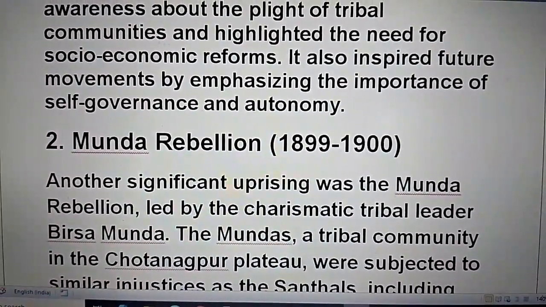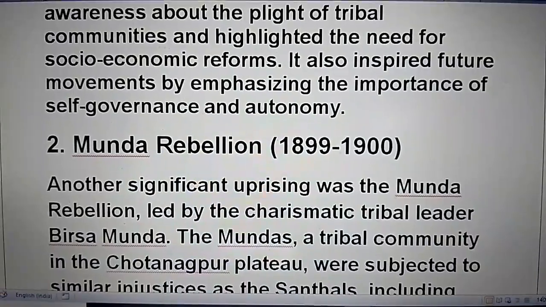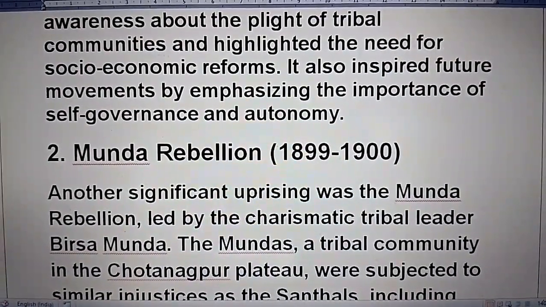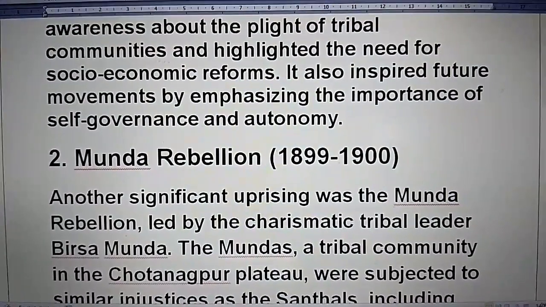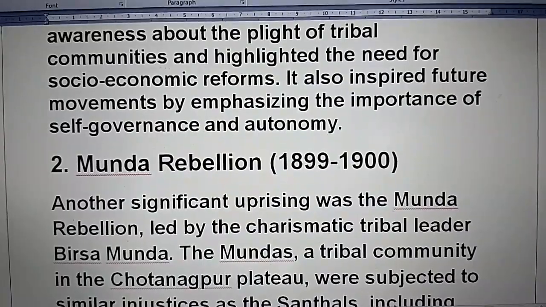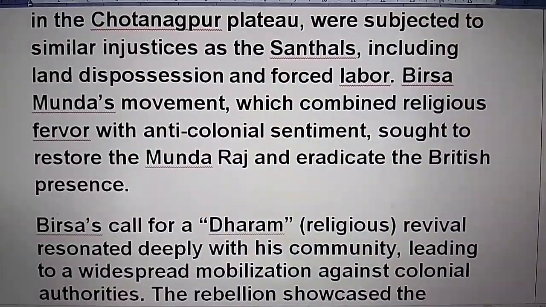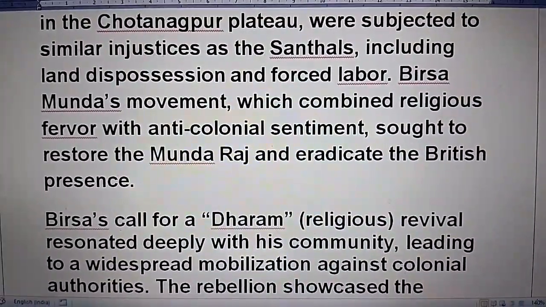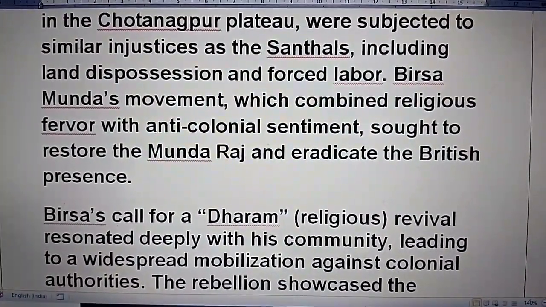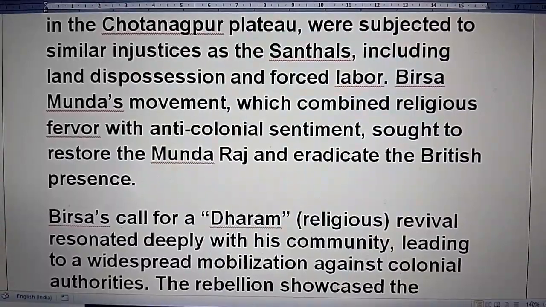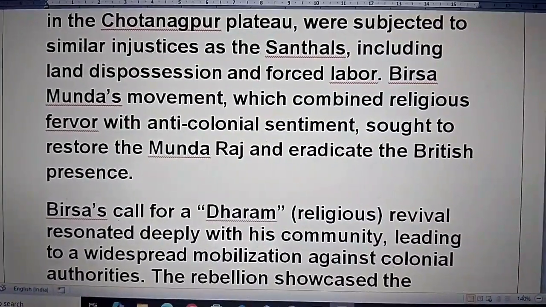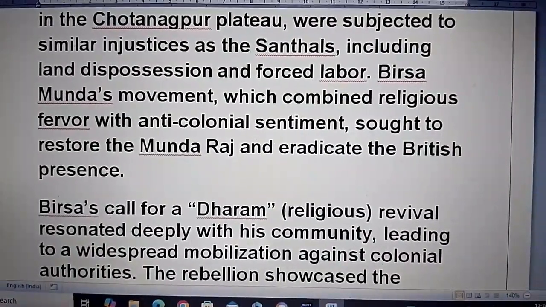Second, Munda Rebellion 1899 to 1900. Another significant uprising was the Munda Rebellion led by the charismatic tribal leader Birsa Munda. The Mundas, a tribal community in the Chota Nagpur plateau, were subjected to similar injustices as the Santhals, including land dispossession and forced labor. Birsa Munda's movement, which combined religious fervor with anti-colonial sentiment, sought to restore the Munda Raj and eradicate the British presence.